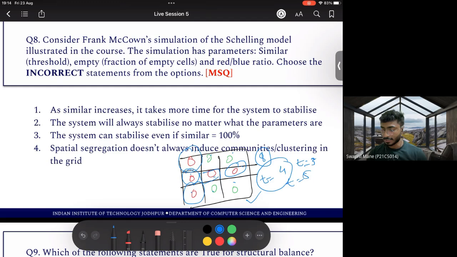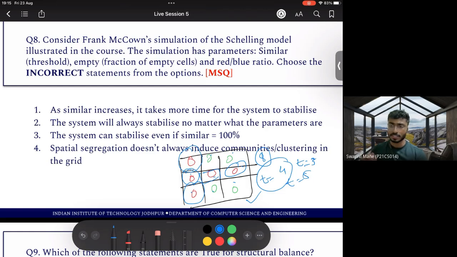Let's keep that aside and let's move to another option, which is the third option. The system can stabilize even if similar is 100%. Yeah, this may be possible if there is a large number of empty cells. At which position will this central node be shifted, right? Where there are empty spaces in the grid, at that position this node is shifted. If there are many empty spaces, this can be done. That is the third option.